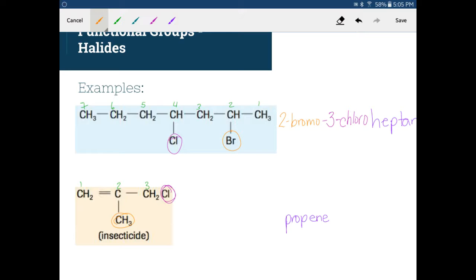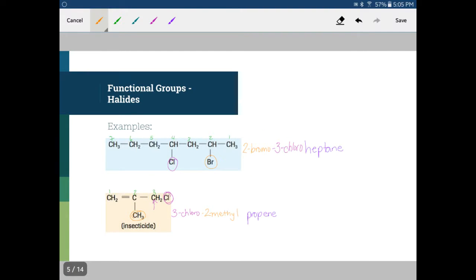Now, again, because I want to label these in alphabetical order, I'm going to say 3 chloro, because it's coming off of technically this third carbon right here. So I have 3 chloro, and then I have 2 methyl propene. Again, that's all sort of one word. There's a bit of a space there, but that's okay. So 3 chloro, 2 methyl propene. So that is our functional group on halides.